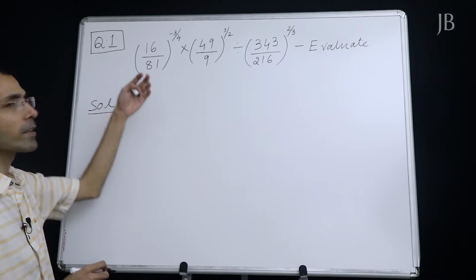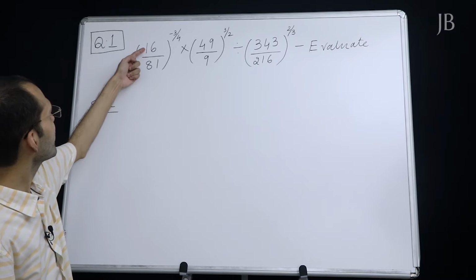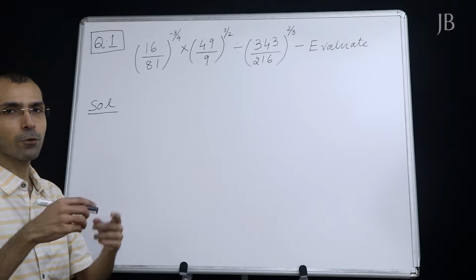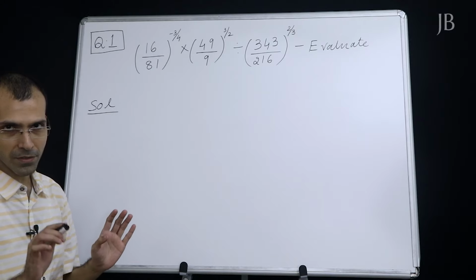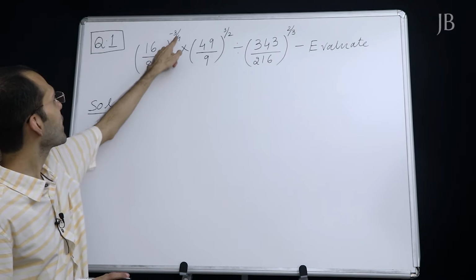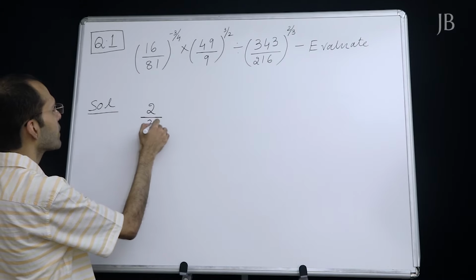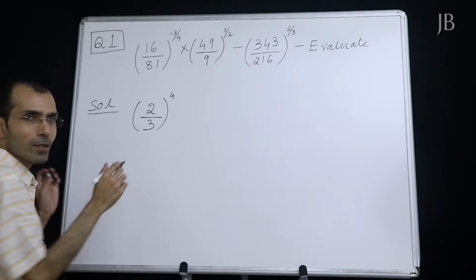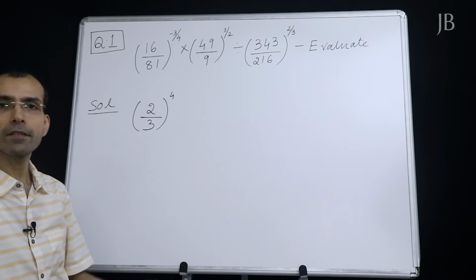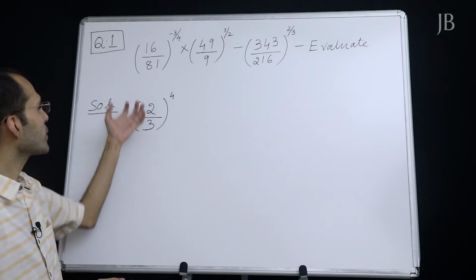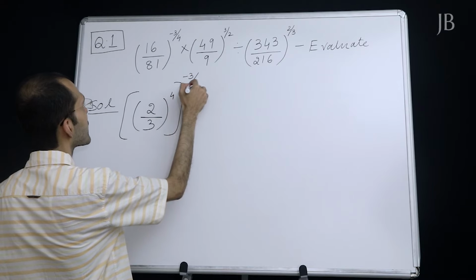Now see, 16 upon 81, whatever powers we had given you in the beginning, you have to learn those. So you will be able to recognize quickly that this is 4 upon 9 the whole square, because 4 square is 16, 9 square is 81. Nothing wrong if I write this as 4 upon 9 the whole square. But here it is minus 3 by 4, so it is better if we write this as 2 upon 3 the whole raised to 4, isn't it? So 2 raised to 4 is 16, 3 raised to 4 is 81. We have not changed the value, we have just changed the form. The entire thing raised to minus 3 by 4.